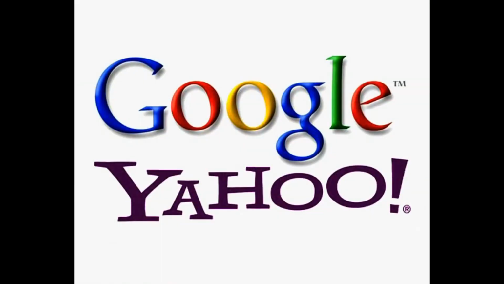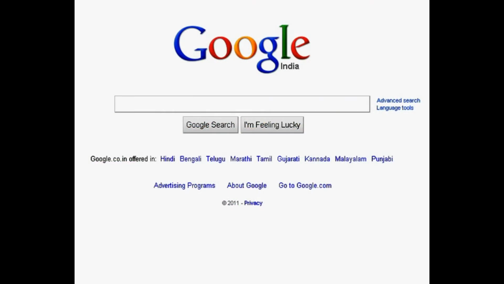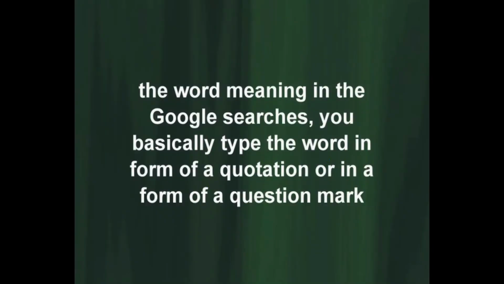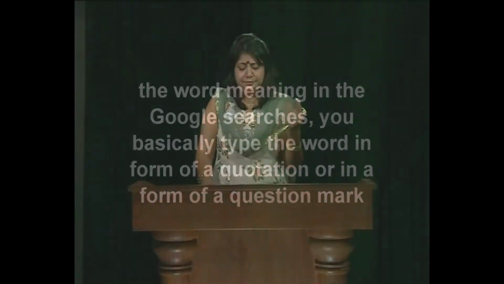Now, when you search the web, how do you search for secondary information? You have search engines like Google or Yahoo, but when you put your data, your basic aspect or the word meaning into Google searches, you type the word in the form of a quotation or in the form of a question mark.